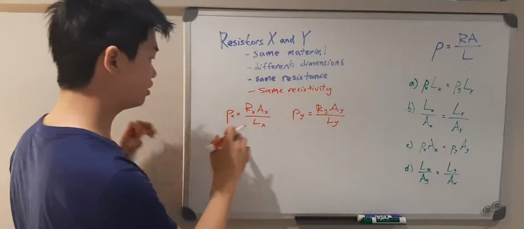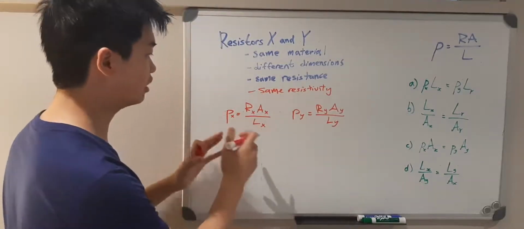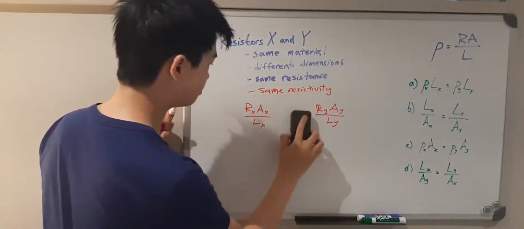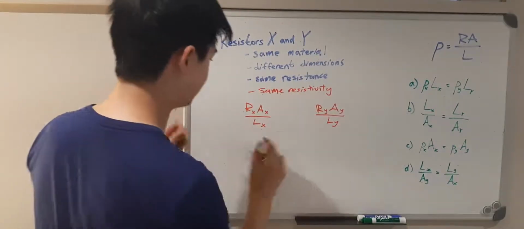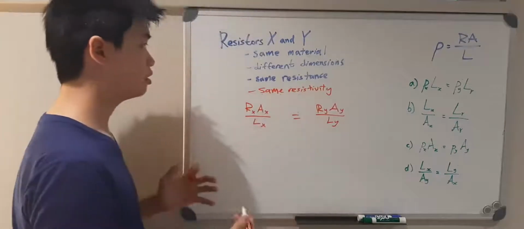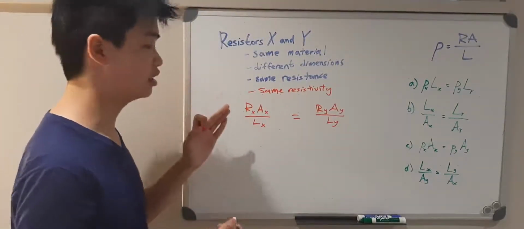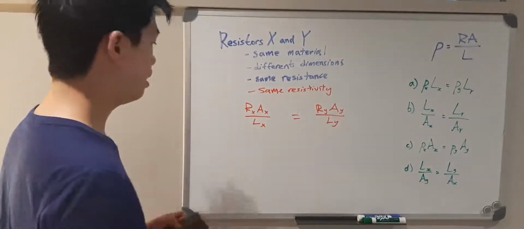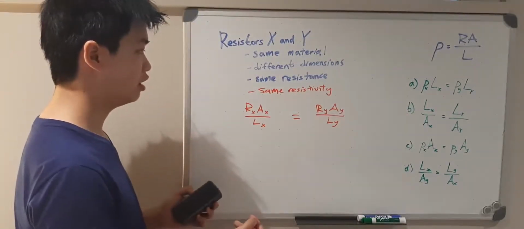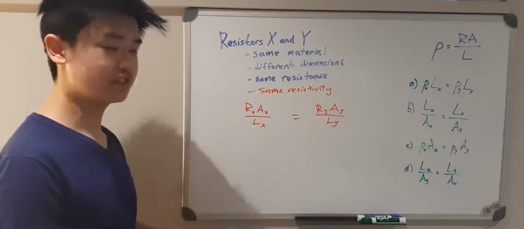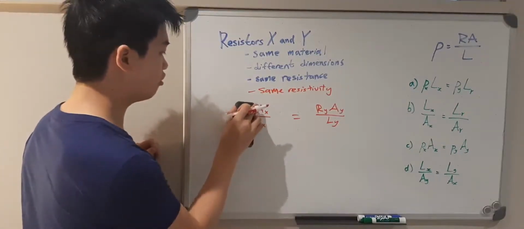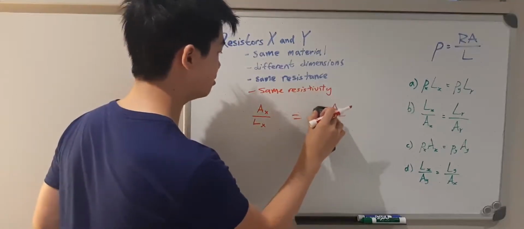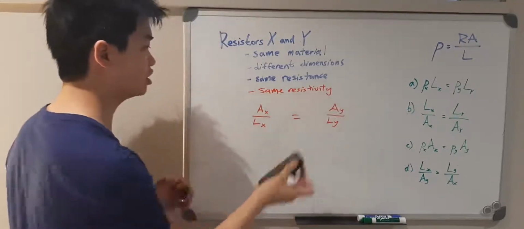Okay, now we know that they have the same resistivity, so we can actually make these equal each other. So I'm going to erase that, and I'm just going to put an equal sign right here. These equal each other. But we also know that they have the same resistance. So we can just divide. We can divide by Rx on both sides, or just R, because they equal the same thing. So if we remove Rx here and Ry here, they're still going to be equal to each other because they have the same resistance.